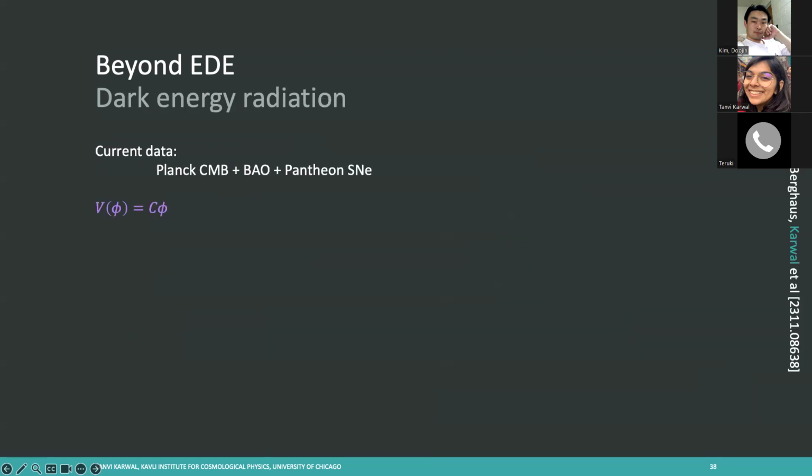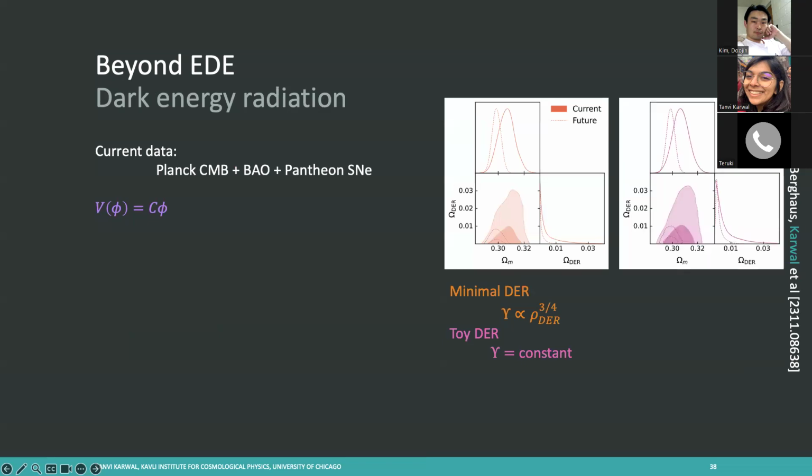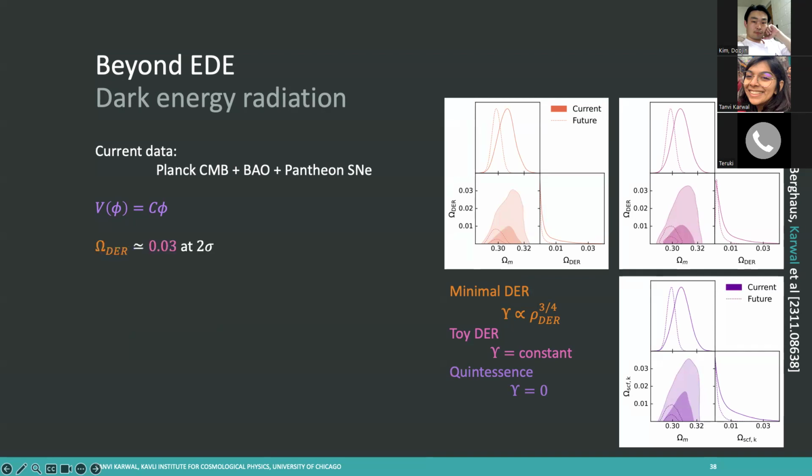This was really interesting. So we set just some linear potential for the scalar field. We looked at a friction that depends on the dark radiation energy density, one that is constant, and we also compared it to quintessence. And the really cool thing was that 3% dark radiation is allowed by current data in today's universe. For reference, this is orders of magnitude greater than neutrinos or even photons. So hotter dark radiation and much more density is allowed by current data.